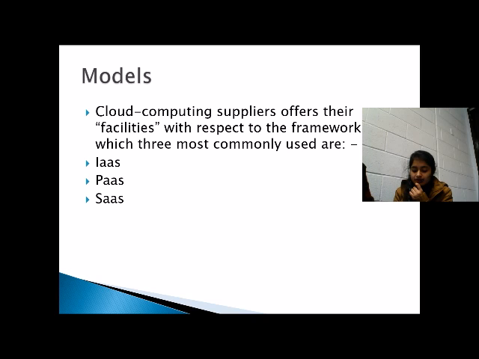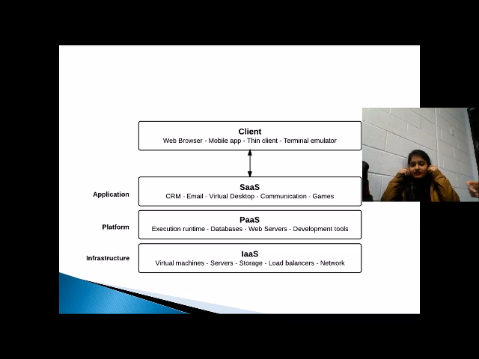Next comes software as a service, that's SaaS. In this model, users gain access to application software. These providers manage the infrastructure and platform that runs the application. It is sometimes referred to as on-demand software. Now the next part is going to be discussed by Sukhvi.